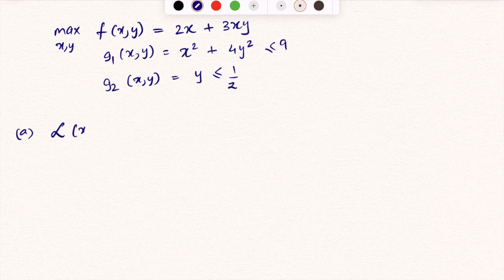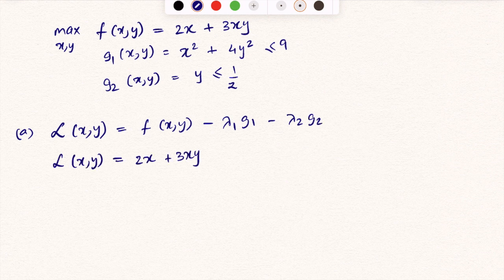So L of x and y. Now, if you remember from class, the Lagrangian is simply the function you want to optimize, and you want to subtract your constraints g1 and g2 after multiplying them with lambda. So you have something like f of x, y minus lambda 1 times g1 minus lambda 2 times g2. And so that's your Lagrangian.